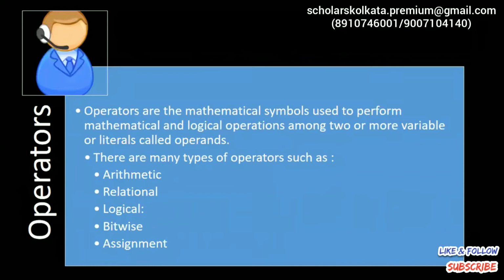Then operators. Operators are mathematical symbols which are used to perform mathematical and logical operations between two or more variables, which are called operands. So how many types of operators are there? Arithmetic, relational, logical, bitwise, and assignment. There are more, but we will be studying in the next chapter the different types of operators, and we will be dealing with the different kinds of operations between those operators.